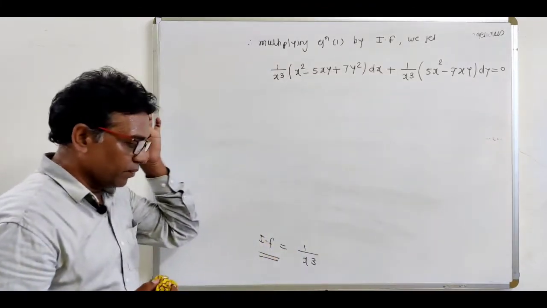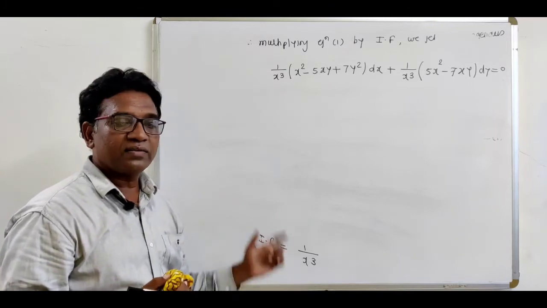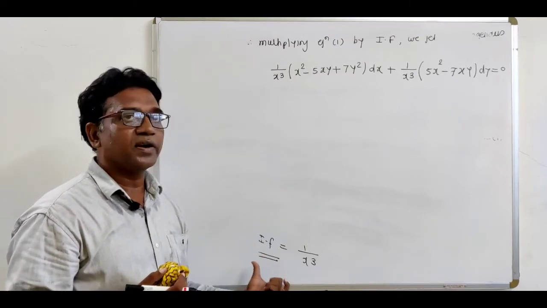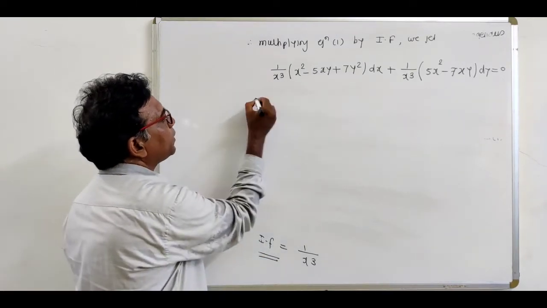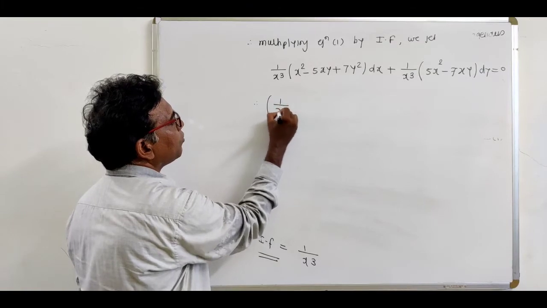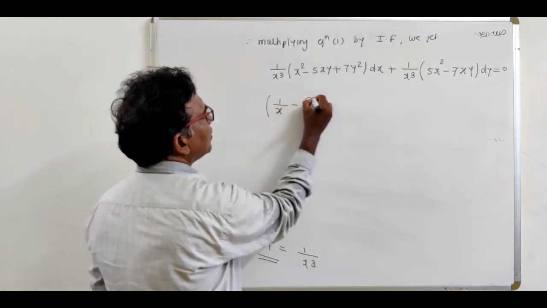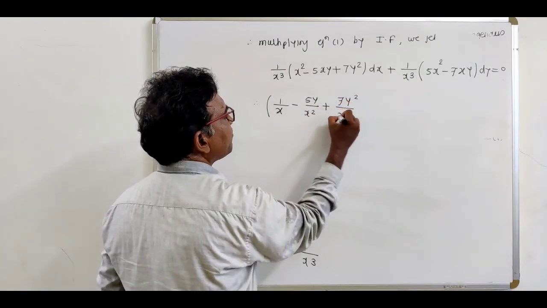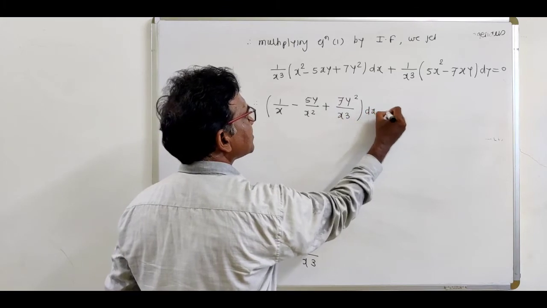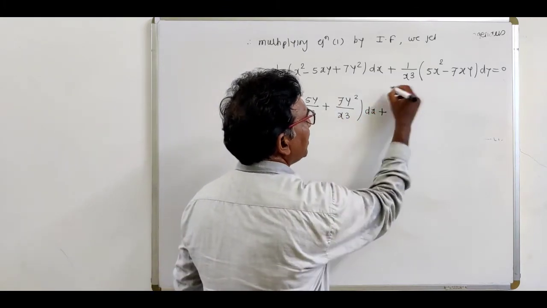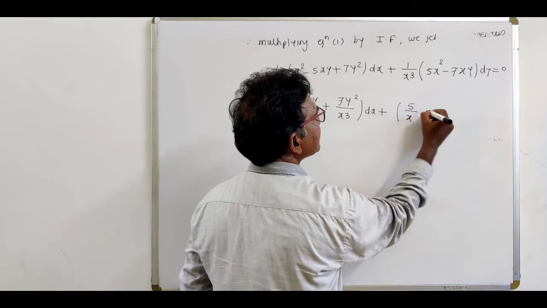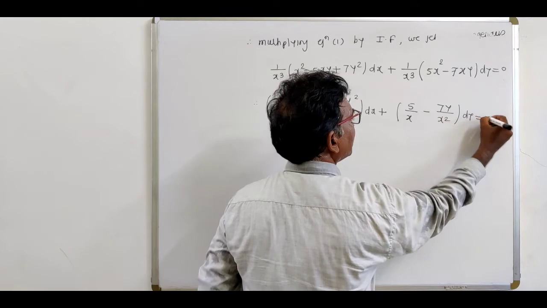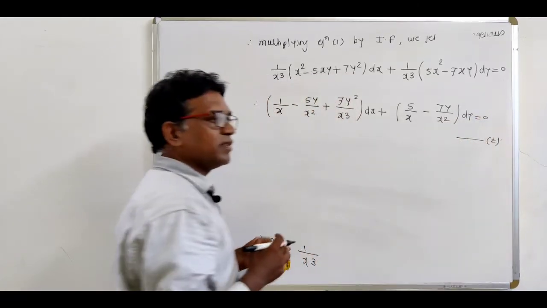So see, what is this step? We have found this integrating factor. So what is the next step? Just multiply that equation number 1 by this integrating factor. So what we get? This is 1 upon x minus 5y upon x square plus 7y square upon x cube dx plus, now divide by x cube, means this is 5 upon x minus 7y upon x square dy equal to 0. So this is our new equation, that is equation number 2.